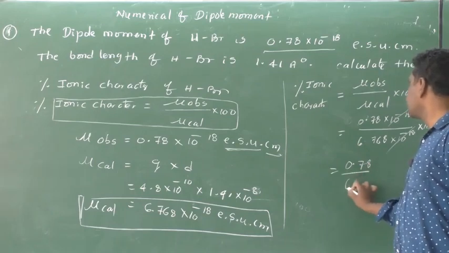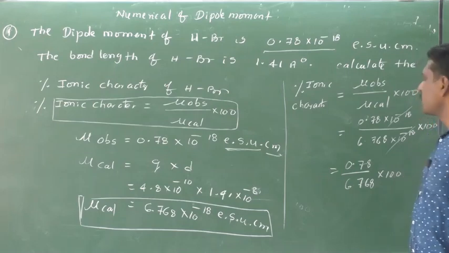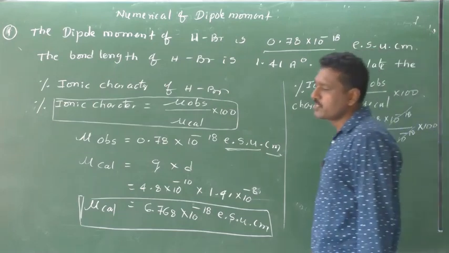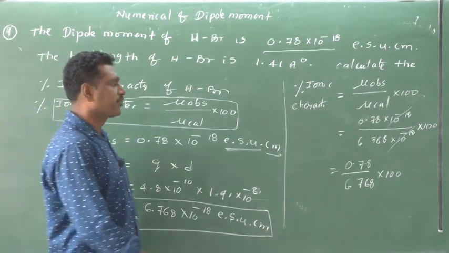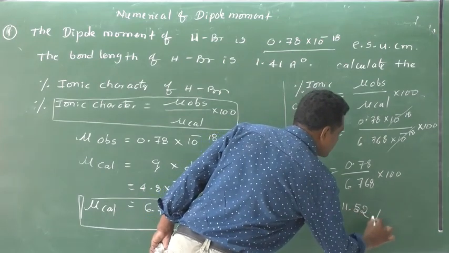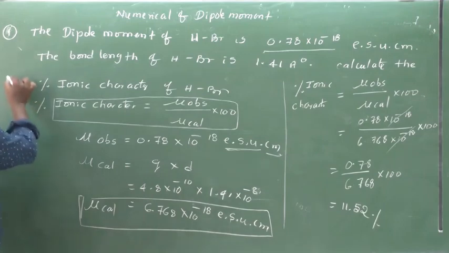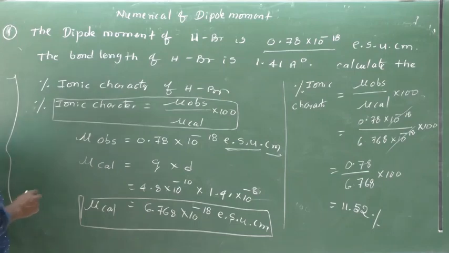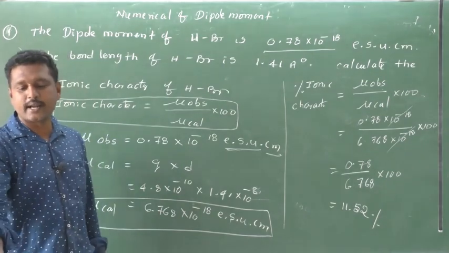0.78 by 6.768 into 100. So after simplification of this value, we get 11.52 percentage of ionic character. So this is the problem, percentage ionic character. After that, I will take one more example for this. Second example I will take.